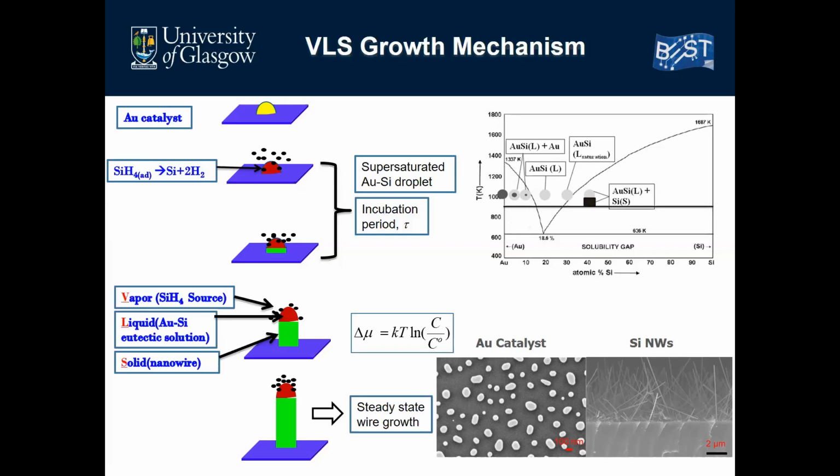The significance of this mechanism is that any material, any composition, or any diameter can be grown. There is no limitation. The only requirement is that we need to find the appropriate phase diagram for the nanowire to be grown, so that we will be able to grow the nanowire of the required diameter.